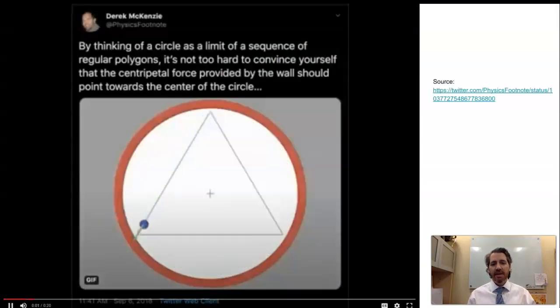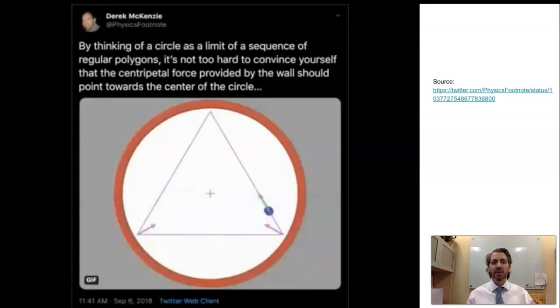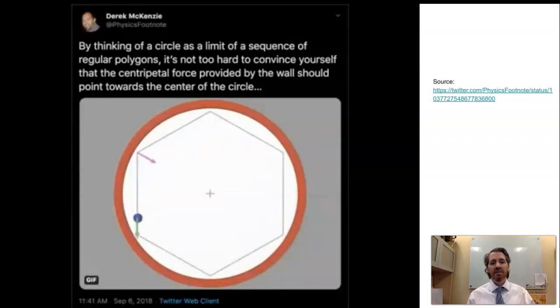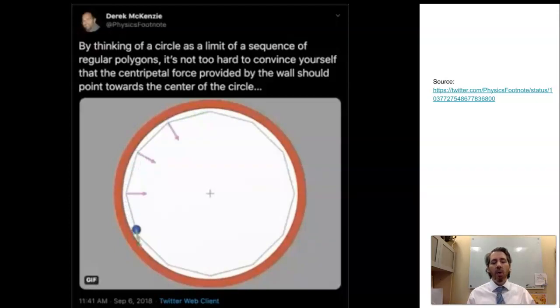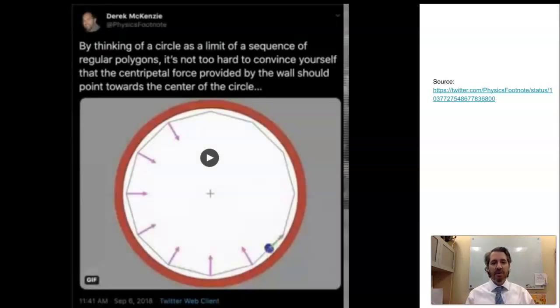I really like this animation, so I thought I would share this with you, demonstrating how as you increase the number of collisions that the ball makes with the surface, you get to see more and more that the forces are still pointed radially. And so if you have a continuous contact of the ball moving around in a circle, the force that would make it do that is continuously circular. Just sort of to back up our point, I suppose.